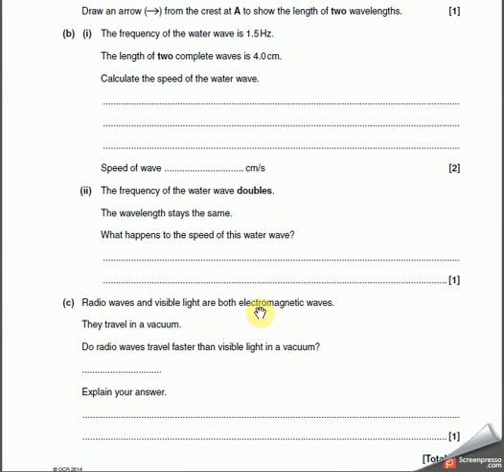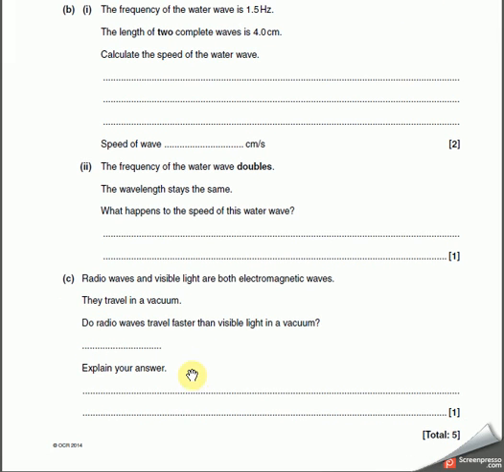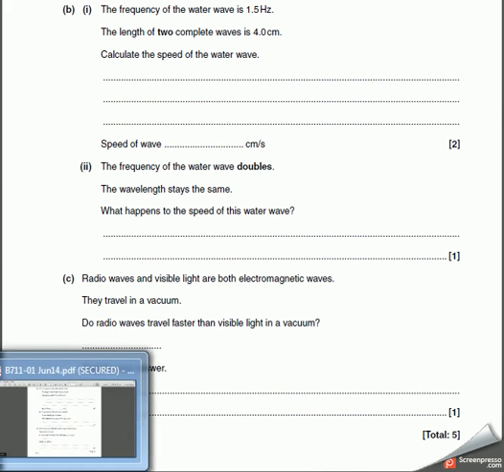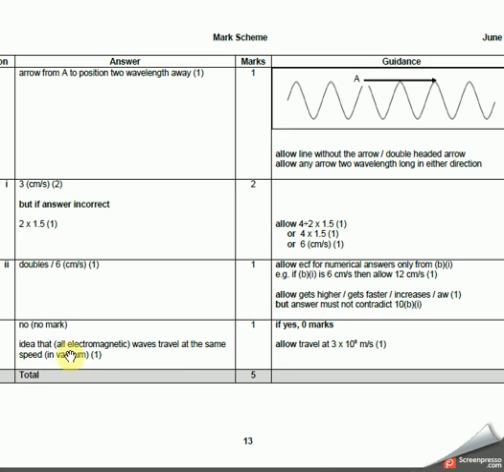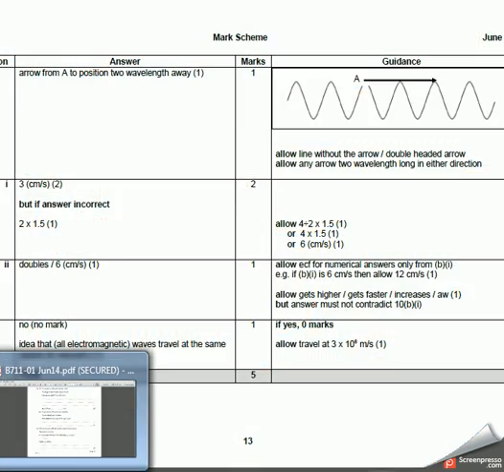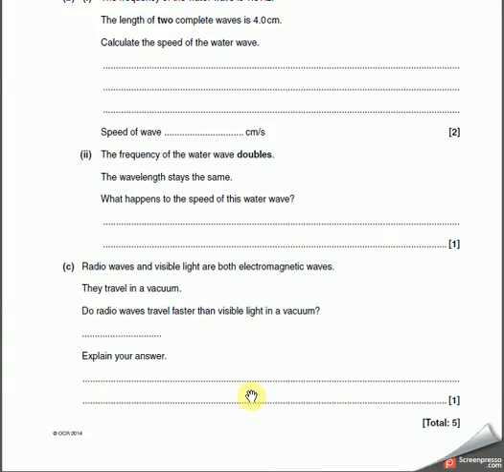Radio waves and visible light are both electromagnetic waves. They travel in a vacuum. Do radio waves travel faster than visible light? No is the answer. Explain your answer. Well, the reason being is that all electromagnetic waves travel at the same speed, which is the speed of light. Okay, that is the answer to it. You need to know that electromagnetic waves travel the same speed in a vacuum. All electromagnetic waves travel at the speed of light.